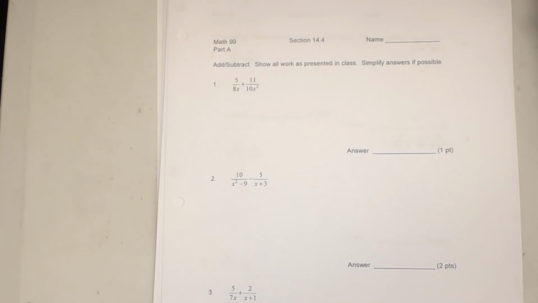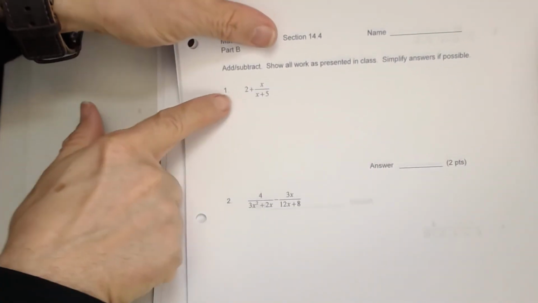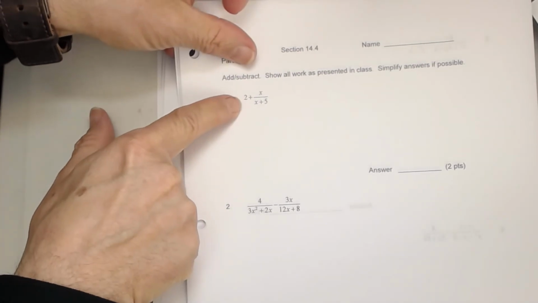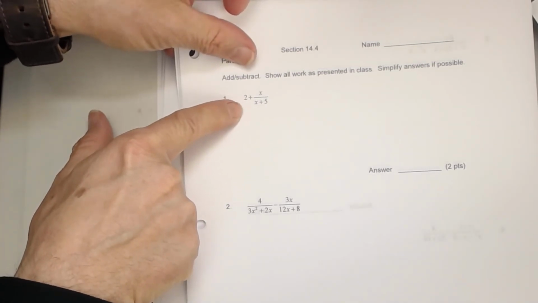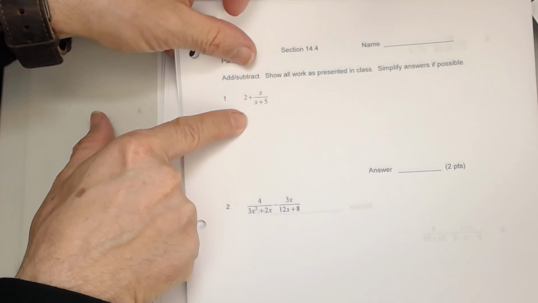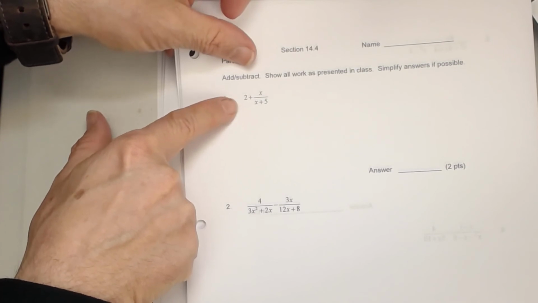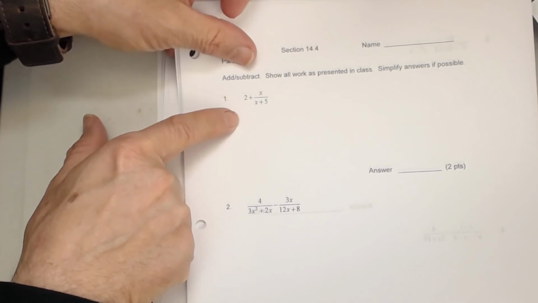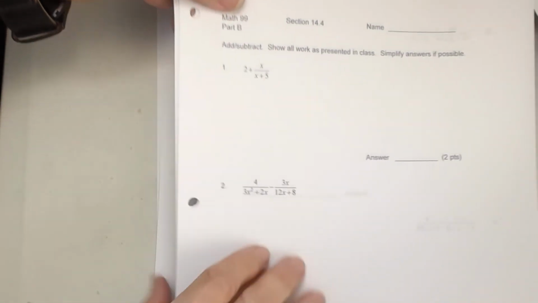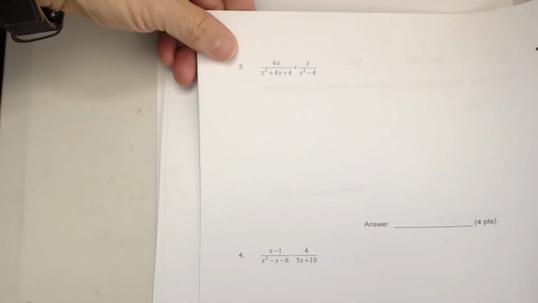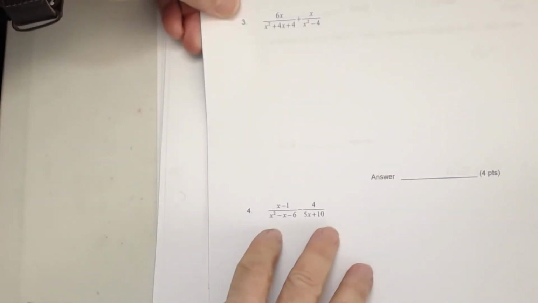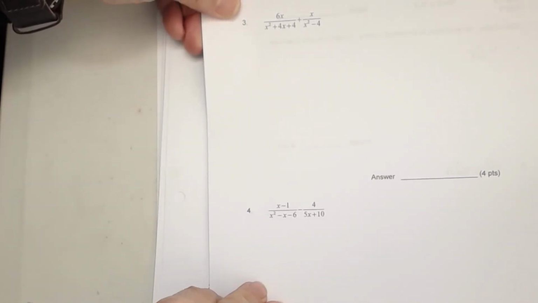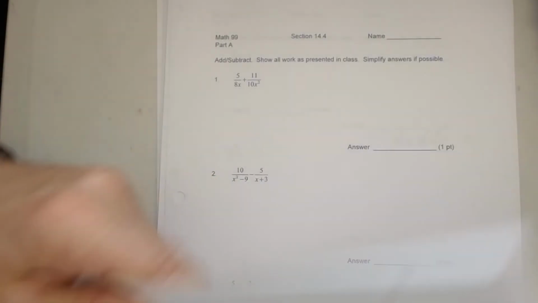Okay, in part B, when you see something like this, where you have 2 plus x over x plus 5, write 2 as 2 divided by 1. What's the LCD? Okay, x plus 5. All right. Factor before you find the LCD, factor, and then factor. Okay? All right, so let me go ahead and let you get started on this.